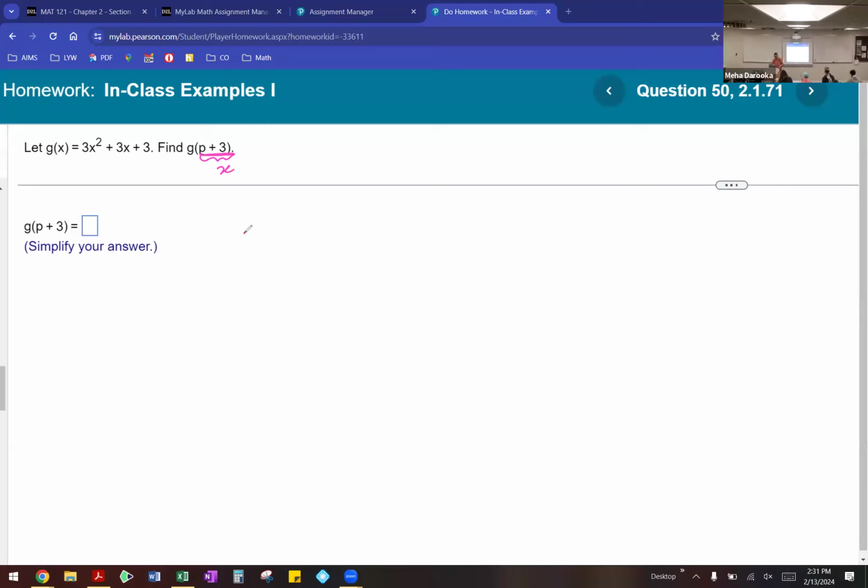The way I would go about writing this out, you can see we're basically replacing all the x values in the original function. So we have 3 times x squared plus 3 times x plus 3. Wherever we need to put the value for x, I'm leaving it blank, so that when I make my substitution, I'll remember we need to replace this with p plus 3 and p plus 3, right? And then we can go ahead and expand.